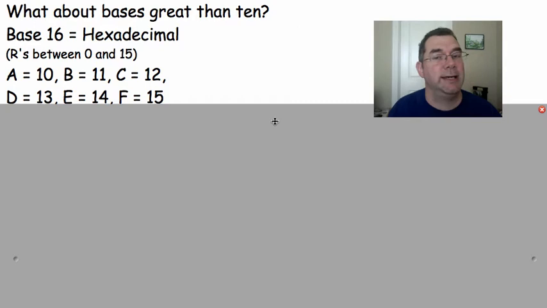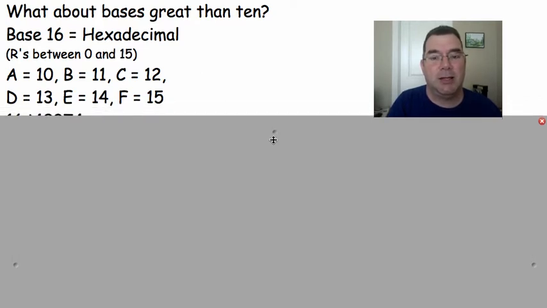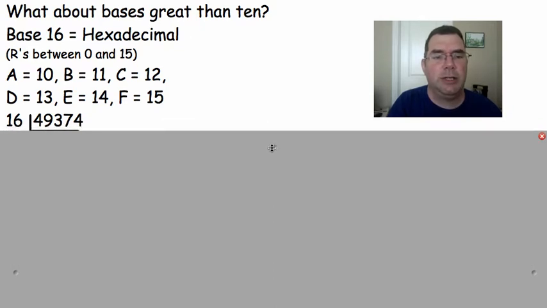And you've probably seen these numbers that have the letters A, B, C, D, E, F in them along with the other 10 digits, particularly when you're doing something in computer science, like picking out colors based on a 6-digit code. So what we're going to do is look at the number 49,374, and see what that's worth base 16.